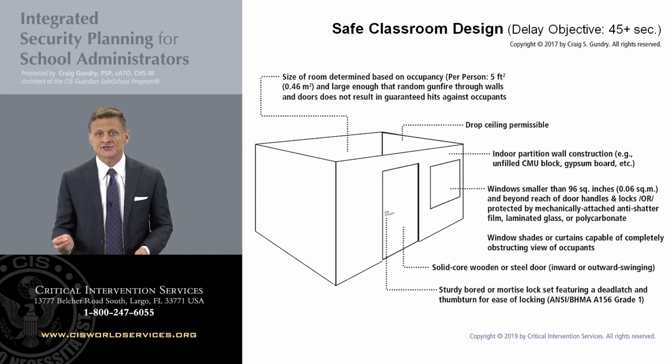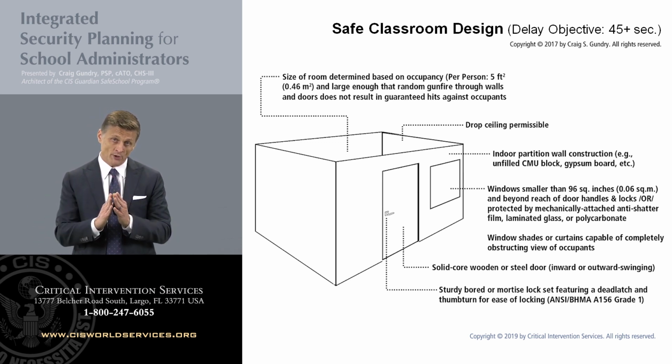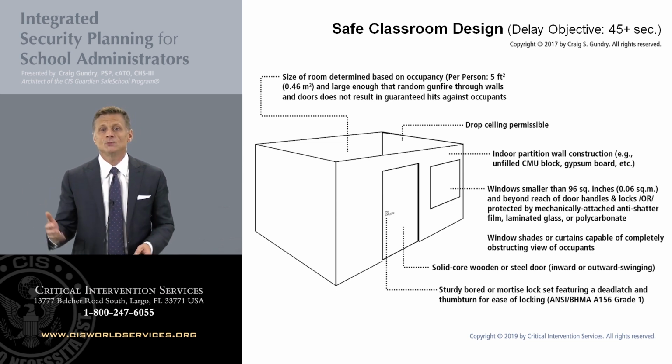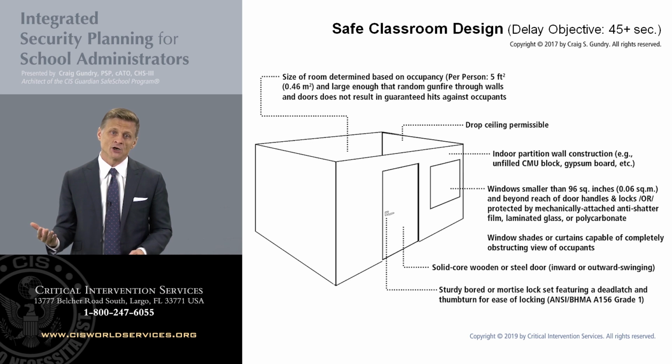Windows smaller than 96 square inches and beyond the reach of door handles and locks, no wider than 1.5 inches, or protected with mechanically attached anti-shatter film, laminated glass, or polycarbonate. Window shades or curtains capable of completely covering all windows or door vision panels. Solid core wooden or steel door. It does not matter for short-term applications whether it's inward swinging or outward swinging.